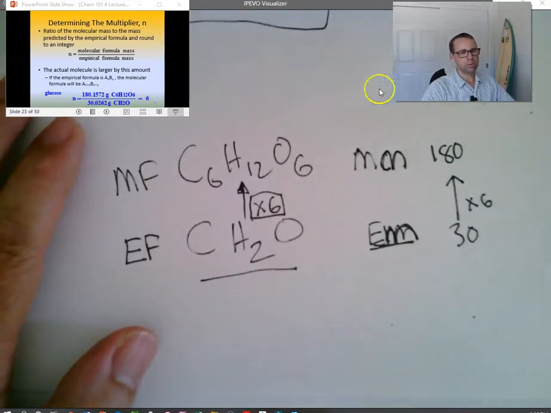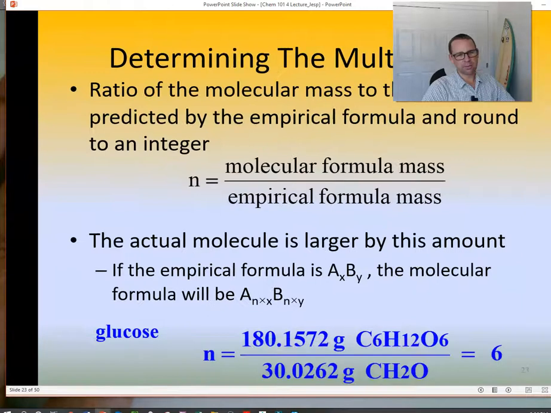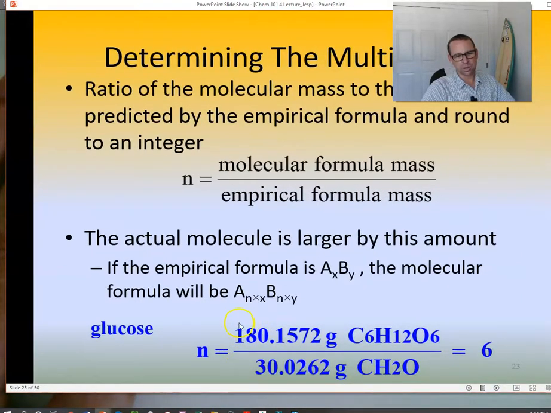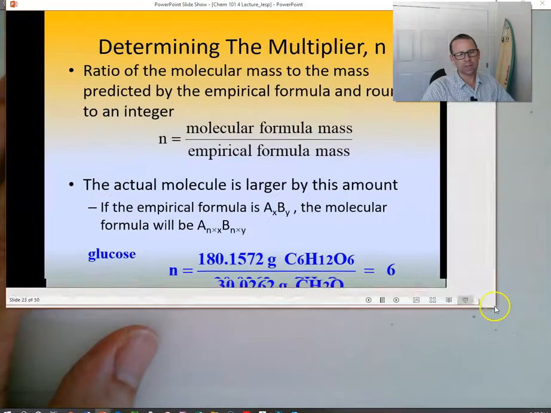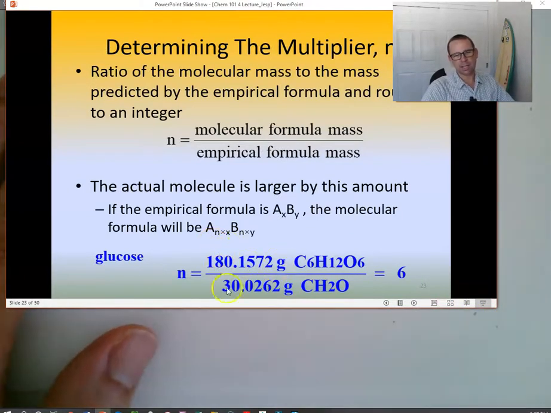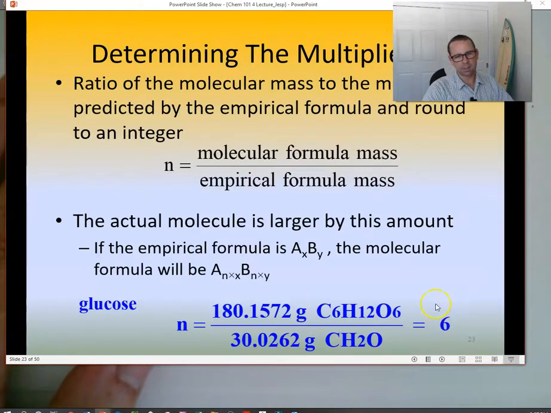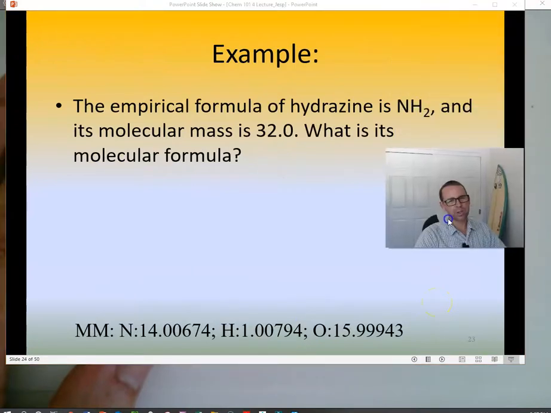Good. So, another way to think about it is if I took the molecular mass right here, 180, and divided it by the empirical mass, that's another way I could identify what the multiplier is. And that way, if we were given the molecular mass and the empirical mass and the empirical formula, but we didn't know the molecular formula, we could use the multiplier to find the molecular formula. And that's what our next example is going to do. Okay? So here it is.